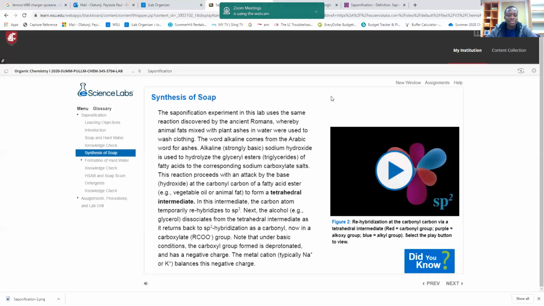So the synthesis of soap. So basically, soap is usually synthesized from triglycerides, or fat, basically. Okay, and because these triglycerides are esters, I'm gonna share a screen right now so you guys can see what I'm talking about.